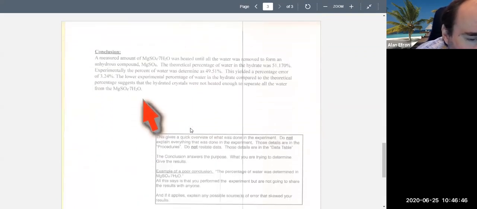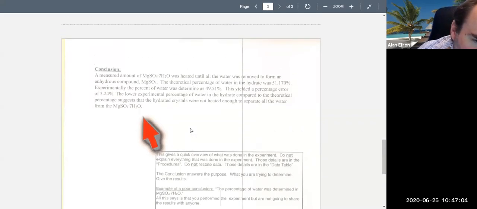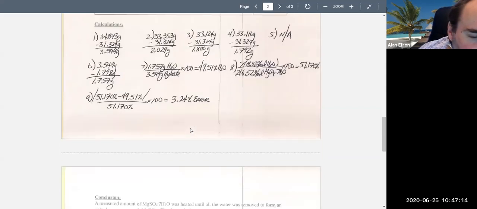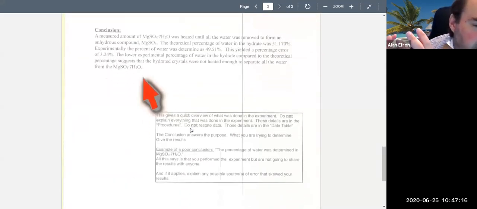And then at the end, you'll have a conclusion, again in paragraph form. When you talk about the conclusion, you do want to mention your results. Very often people get to the conclusion part and they're just like, well, the experiment went well. The end. But you did all these calculations up here, right? You did things like the percentage of water theoretically, the percentage of water experimentally, the percent error. When you get to the conclusion part, you want to mention those important results.